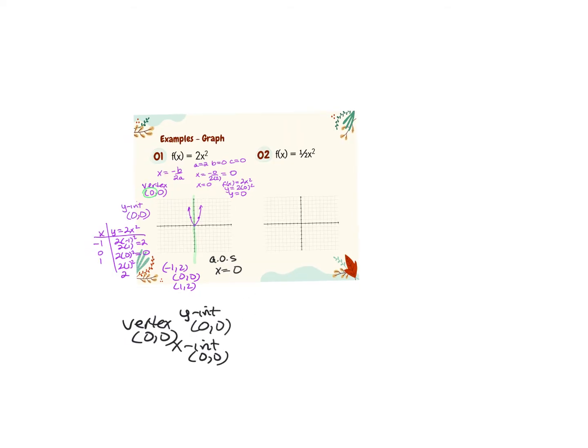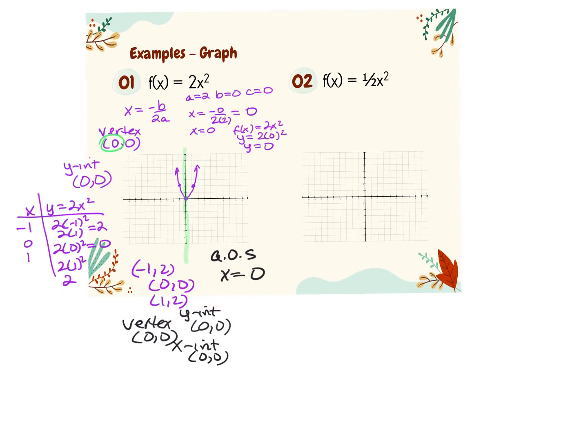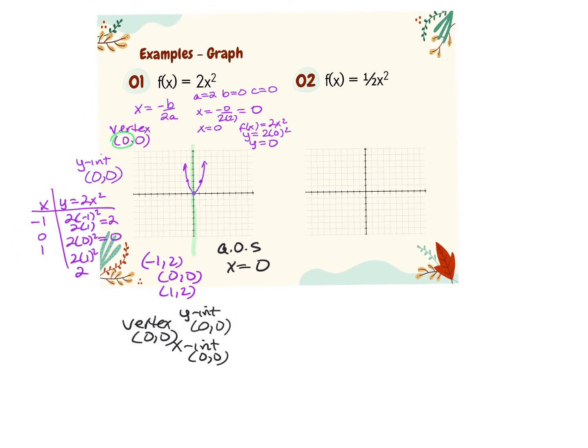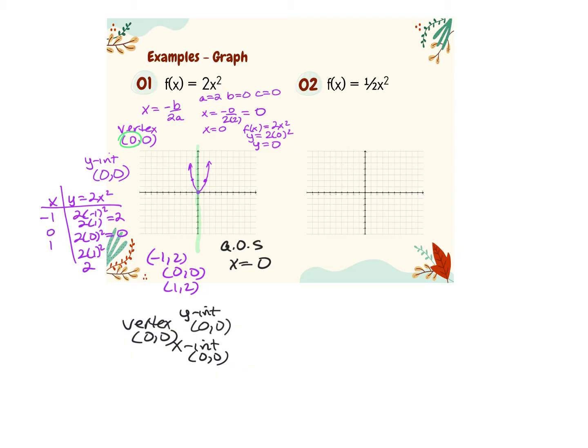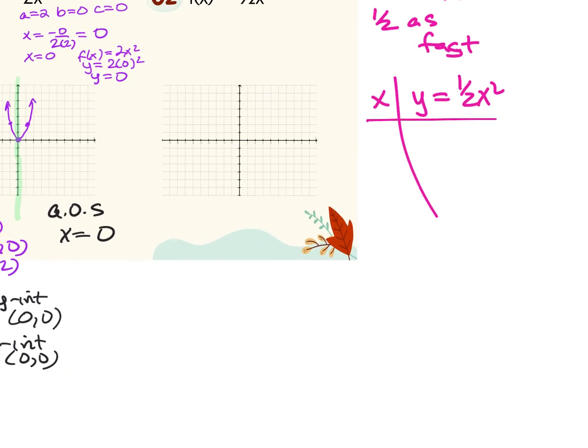Let me make this a little bigger here. Okay, so again, I'm just going to go ahead and make a table. Realize that when the number in front of x squared is less than 1, this is a vertical shrink. And this is going to go up half as fast as, say, the parent. So let me just do a little table here and get some ordered pairs and graph it.